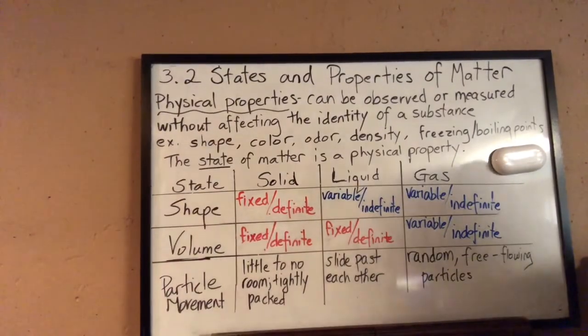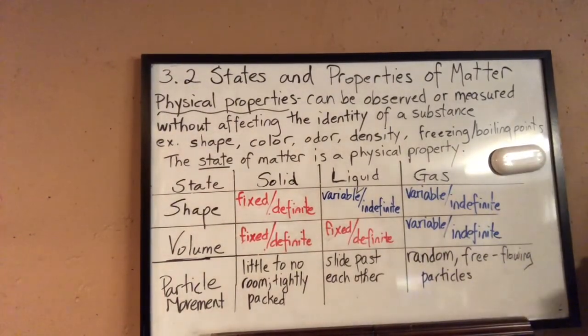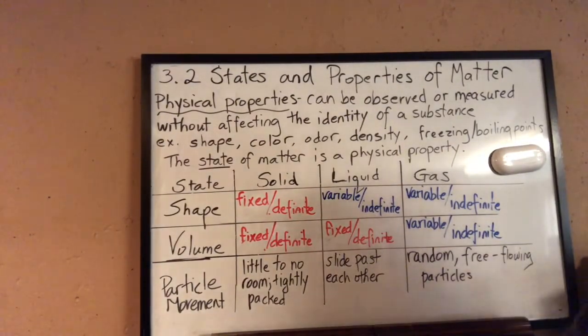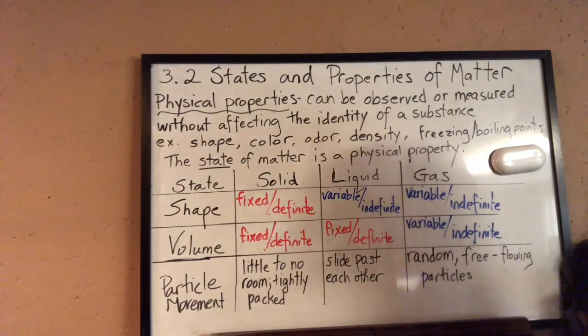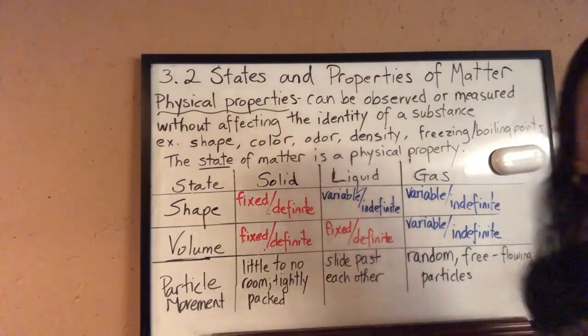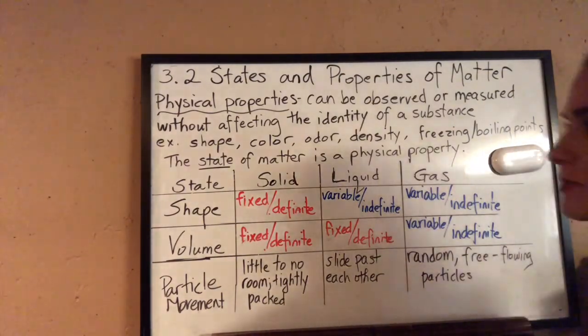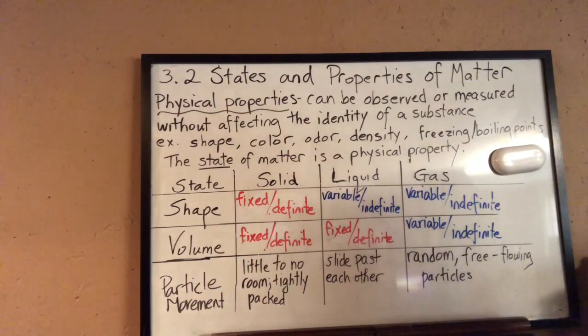Section 3.2, states and properties of matter. This section discusses physical and chemical properties. In the previous section, under classification of matter, the terms physically combined and chemically combined were interspersed in definitions. So we're going to talk about what those terms mean in this section here.